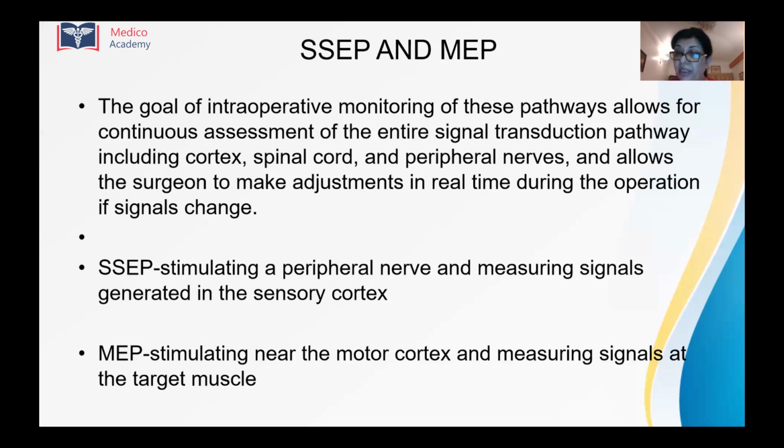The SSEP are elicited by electrically stimulating a mixed peripheral nerve, usually the posterior tibial, peroneal, or sural nerves, and recording the response from electrodes at distant sites cephalad to the level at which the surgery is performed. That is, the recording electrodes can be placed at the cervical region, over the spinous process, or over the somatosensory cortex of the scalp, or they can be sited during surgery in the epidural space. The MEP is stimulating near the motor cortex and measuring the signals at the target muscles.